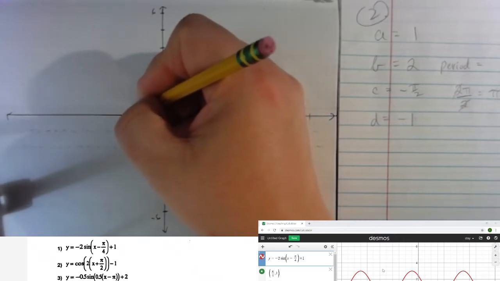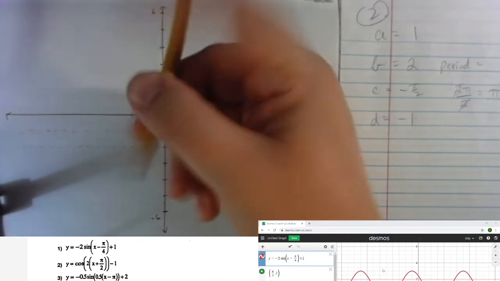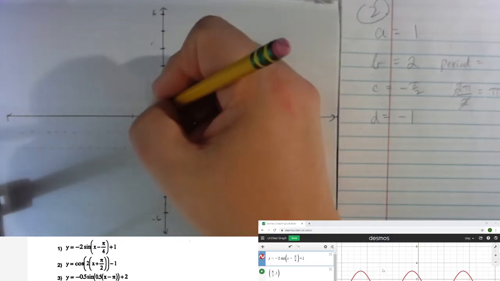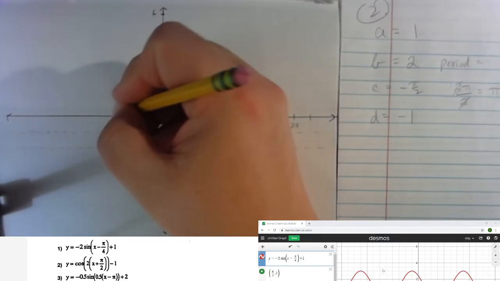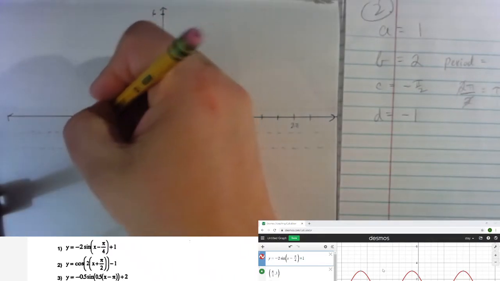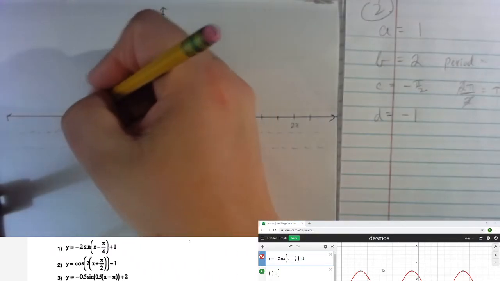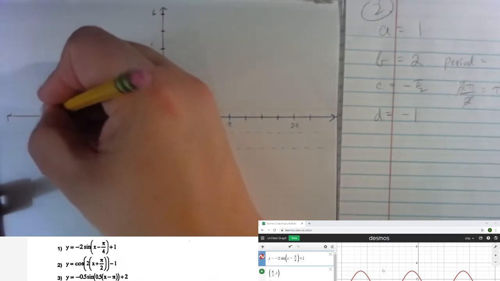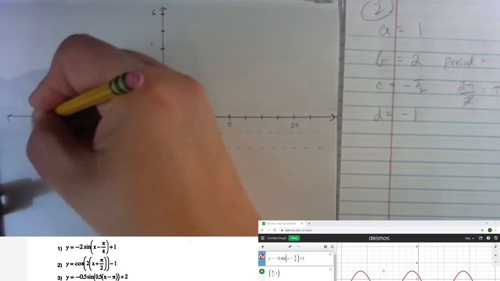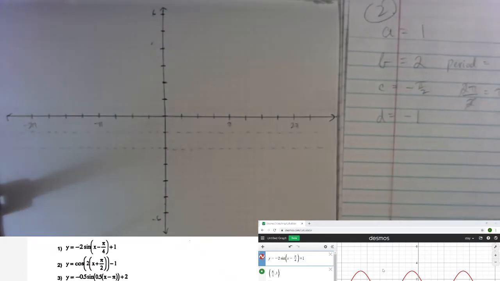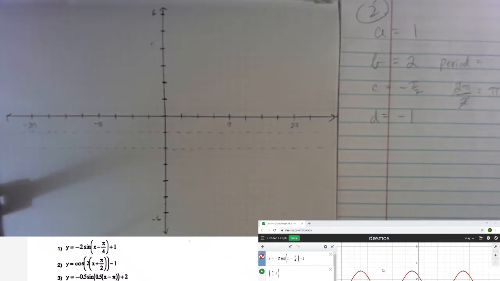Negative pi. Oops. That's negative pi by 2. Or that's negative pi by 4. So 1/4, 2/4, 3/4. Maybe I shouldn't count and talk at the same time. There we go. Negative pi. Negative 1/4, 2/4, 3/4, negative 2 pi. There we go. So as long as you label what you're doing, it doesn't really matter what you count in, as long as your graph is reasonably accurate.